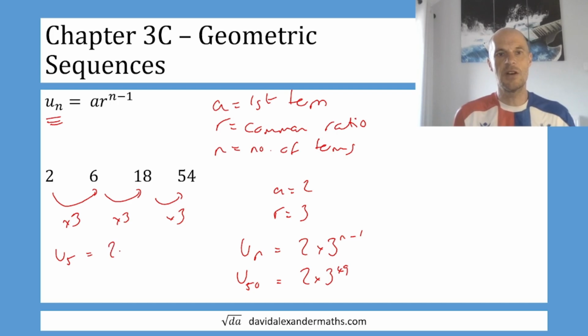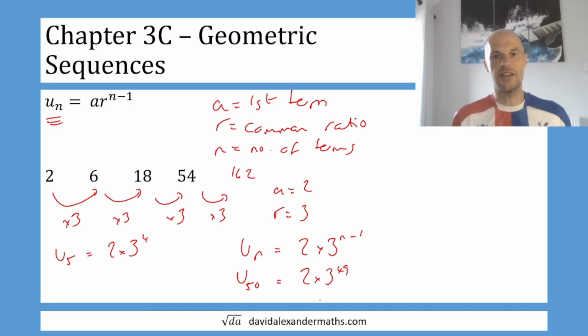That would be 2 multiplied by 3 to the power of 4, and 2 multiplied by 3 to the power of 4 is 162. So the next term would be 162. Let's check that out. What is 54 times 3? It's 162, so you can see that that works. So remember that the nth term of a geometric sequence is a r to the power of n minus 1.